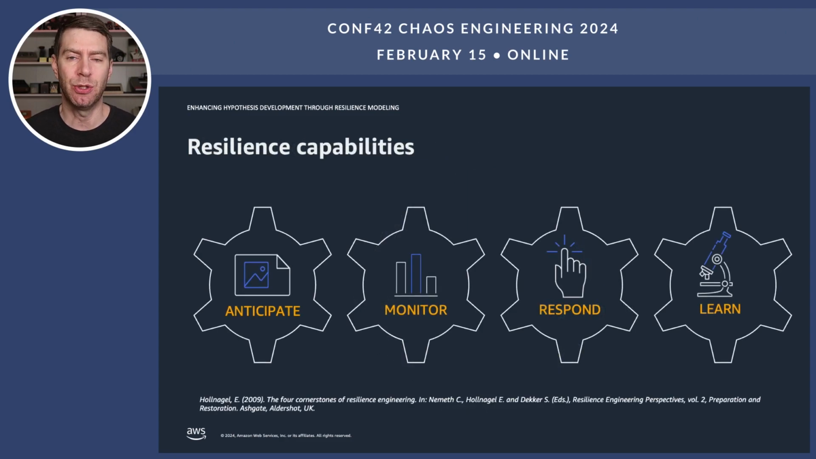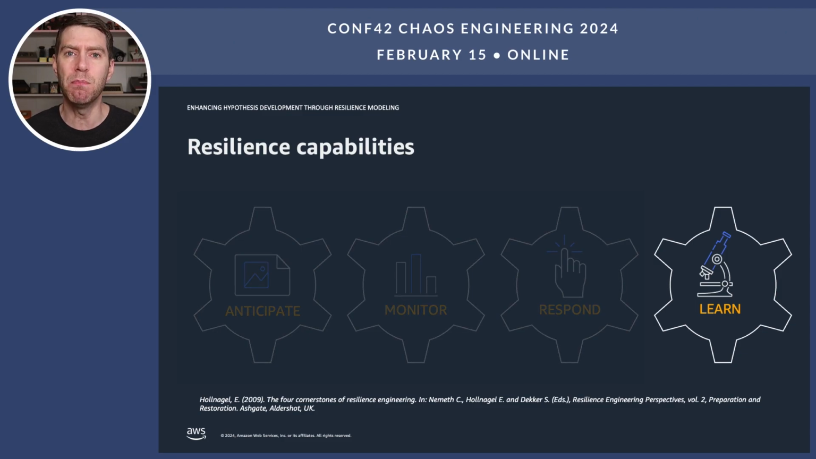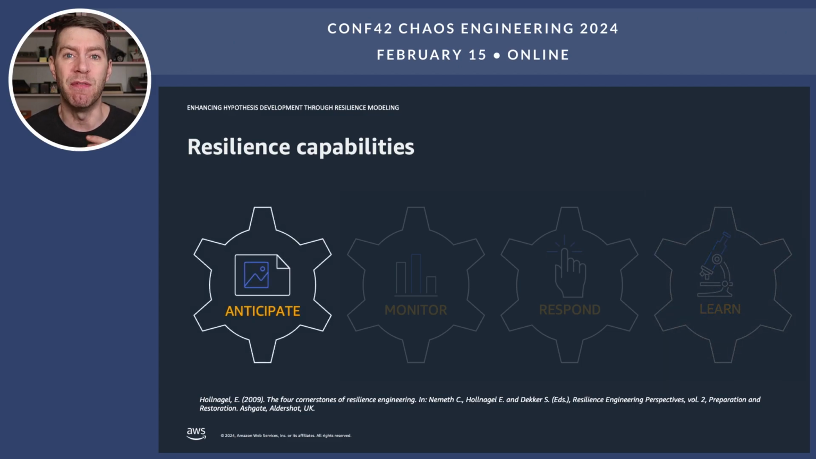And this goes back to the four key capabilities that a system needs to have in order to be resilient: anticipate, monitor, respond, and finally learn. Chaos engineering mostly falls in that fourth capability, learning about our systems. But in order to prevent failures, we need to be able to anticipate, and that's where resilience modeling comes in. So to simplify a bit, here we want to anticipate to learn better.